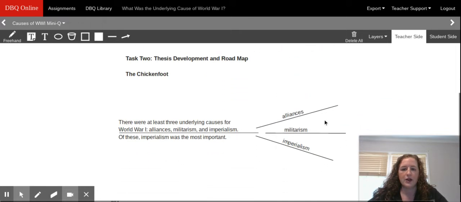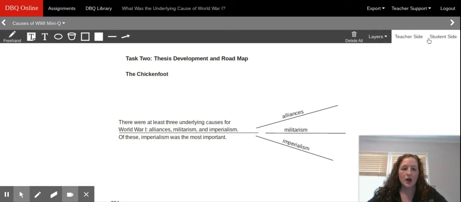Underneath, it asks you to make a little roadmap about what you're going to talk about. So your thesis statement, the statement that's your overarching idea, is going to go on this line right here. On your side, you're going to see it. I'll flip back for a second. Yours is going to be totally blank when you see it.